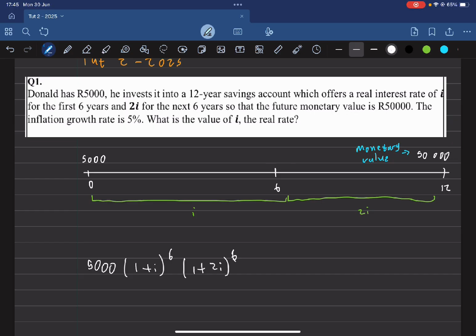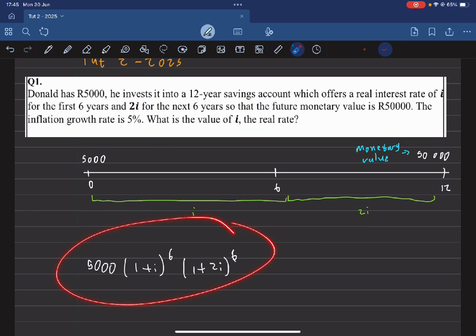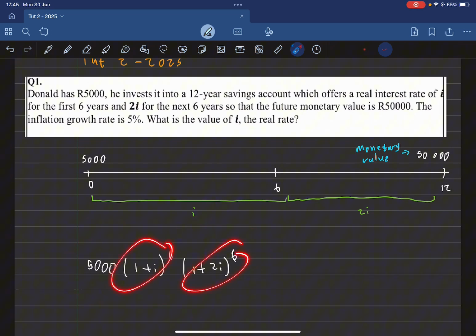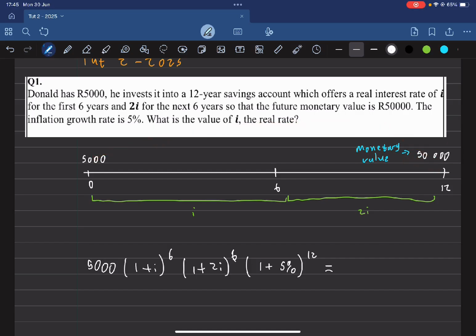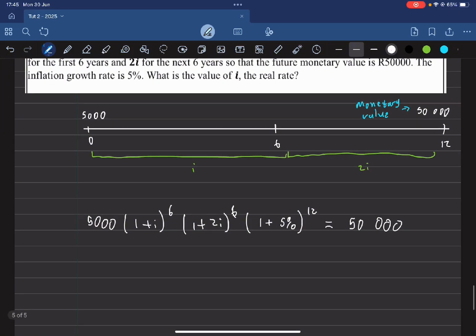Okay. So we're not quite done. This doesn't exactly equal 50,000 because these are only the real interest rates, because they said I and 2I are the real rates. We also need to multiply by the inflation, because the inflation will also increase the value. So the inflation is 5%. So we need to multiply by 1 plus 5%. And the inflation is over the whole period, so for 12 years, and that's going to be equal to 50,000. Okay, and now what we're trying to solve for is I.